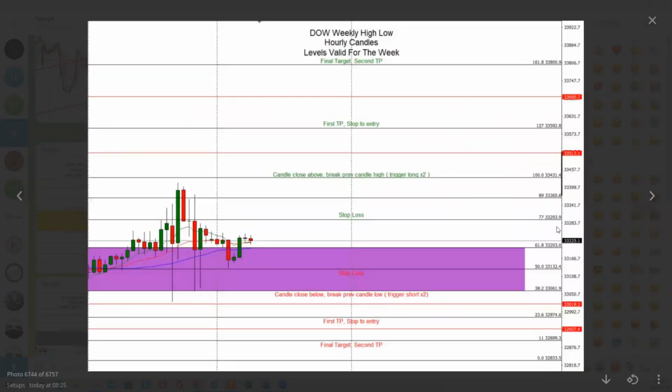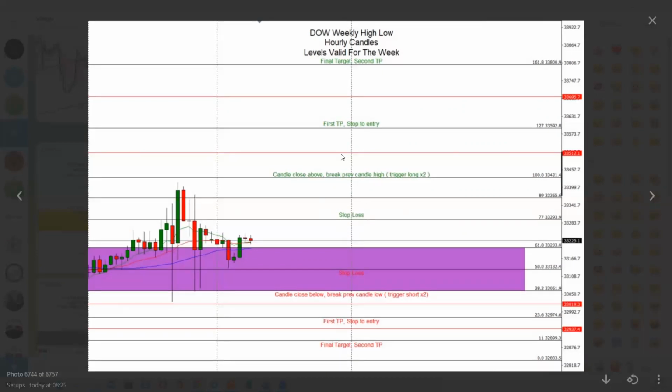On the Dow weekly high-low, currently between the levels of 61.8 and 77 support resistance. Look at the moving averages. Looks like 8 is slightly above 21 there. So with that, we want to candle close above the 100 level, break previous candle high to aim for that 127 first TP, 161.8 second TP, and stop loss being at the 77.